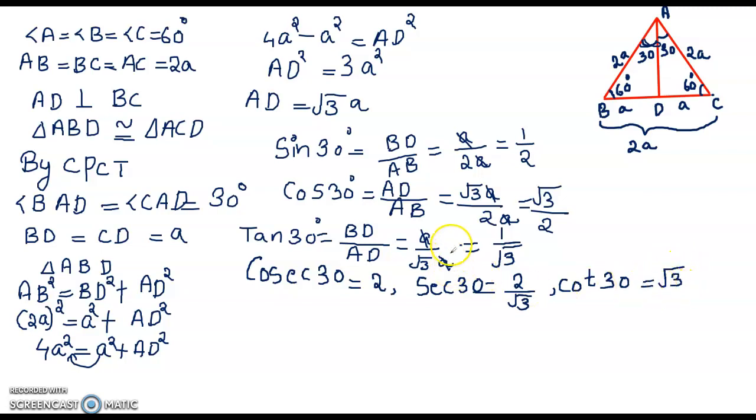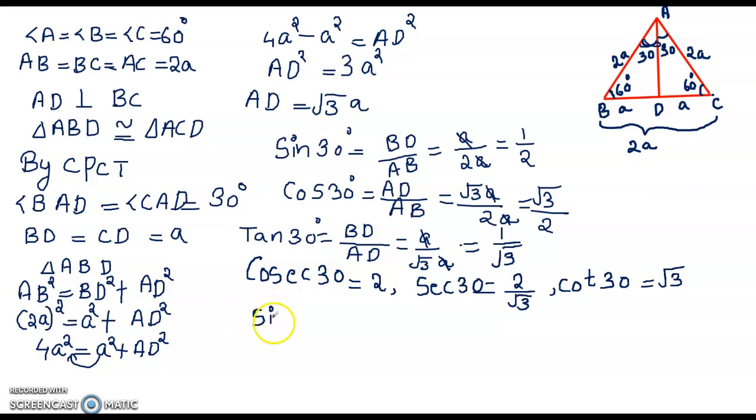So therefore the value of sine 30 is 1 by 2, cos 30 is root 3 by 2, tan 30 is 1 by root 3, cosec 30 is 2, sec 30 is 2 by root 3, and cot 30 is root 3. Again, consider this right angle triangle ABD. Similarly, we can find the value of sine 60 degrees.